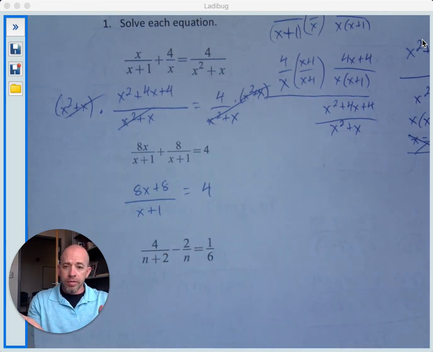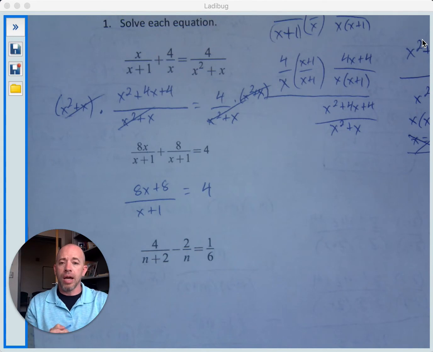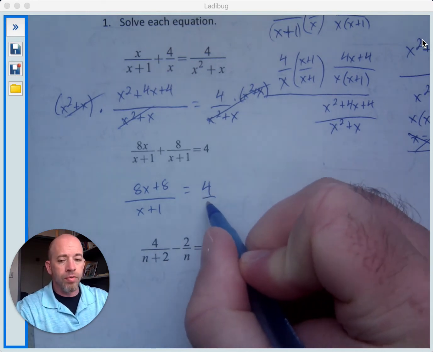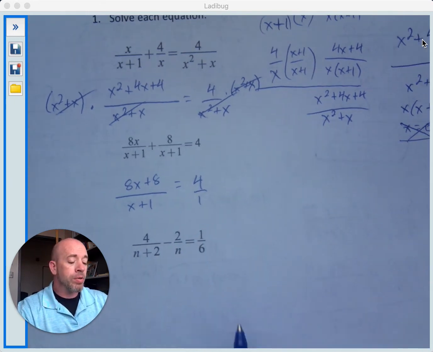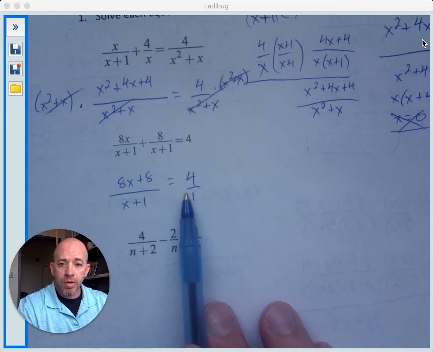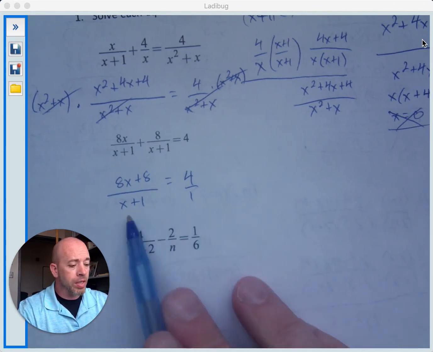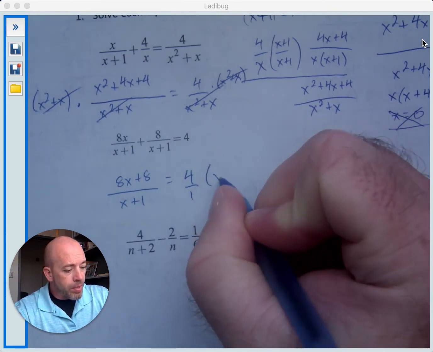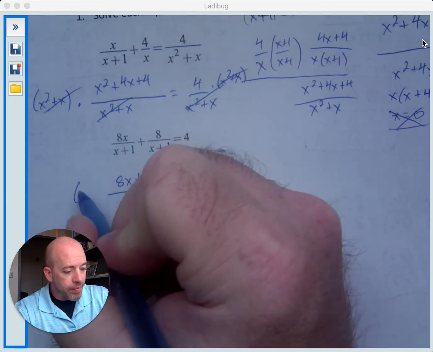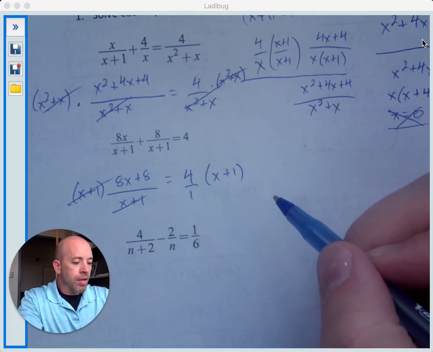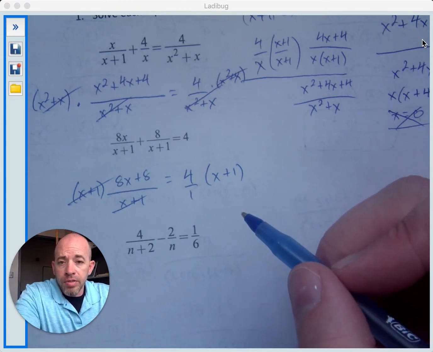Now, to clear the fraction, we can multiply both sides by any common denominator. In this case, there's only one denominator. We could write this as 4 over 1, right? So if we multiply both sides by x plus 1, the denominators will all go away. X plus 1 is your common denominator, right? So I'm going to multiply both sides by x plus 1. X plus 1's go away over here. And so now we have an equation that really doesn't have any fractions.